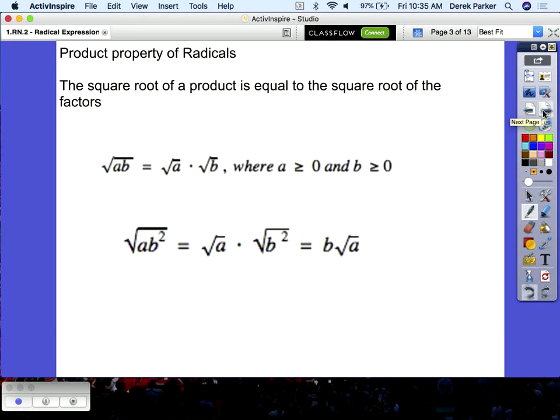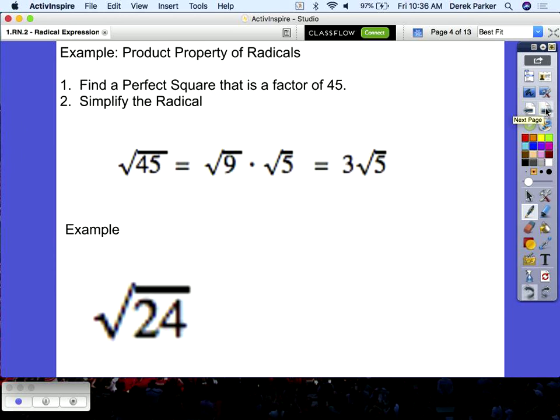Here's an example of the product property of radicals. The square root of a product is equal to the square root of the factors. For example, the square root of a times b is the same as the square root of a times the square root of b. Also, the square root of a times b squared equals the square root of a times the square root of b squared. And I can simplify b squared to b times the square root of a.